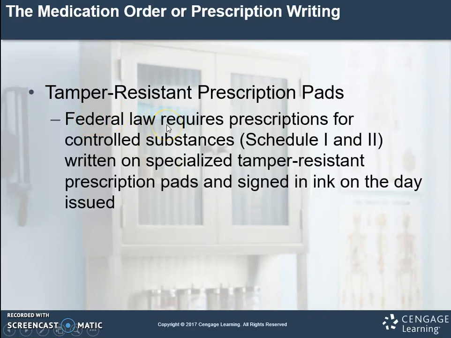Last but not least, tamper-resistant prescription pads. Federal law requires prescriptions for controlled substances, Schedule 1 and 2, to be written on special tamper-resistant prescription pads and signed in ink on the day issued. Although this has changed in New York State, you can now send all prescriptions by computerized physician order entry over the magical internet waves, and patients are no longer given a hard copy prescription. So, while federal law exists, state laws, if they are stricter, should be honored. And in this case, New York state law is pretty darn strict.